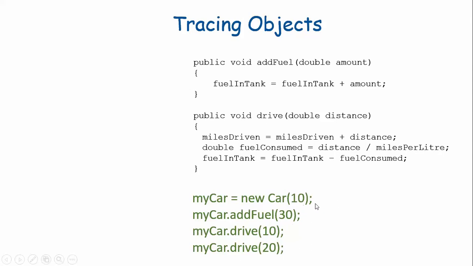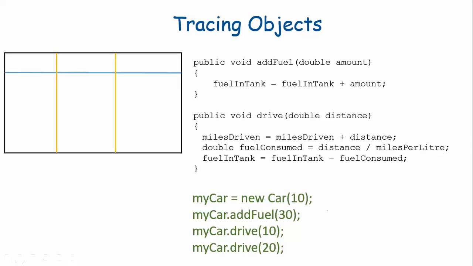Here we are creating a car object, and then I'm adding some fuel to it, and then I'm driving it a little bit, and then I'm driving a little bit more. Suppose I want to understand what these method calls do to the car. So we are going to create a table like this, or we can use some index cards, or paper, or a computer table.